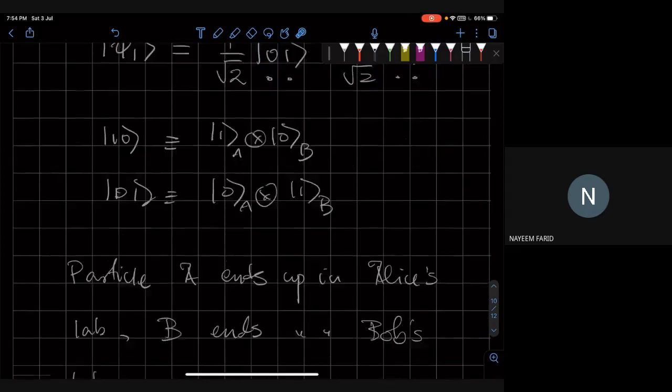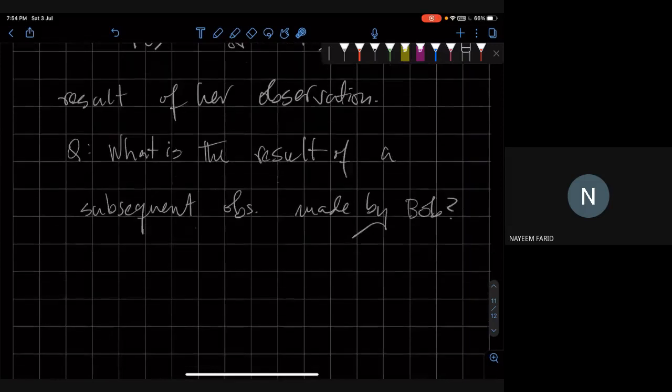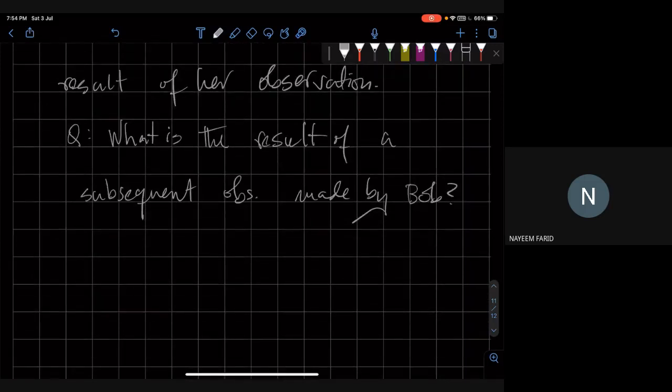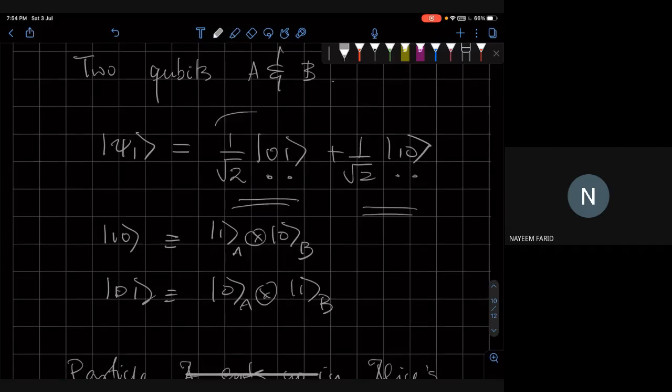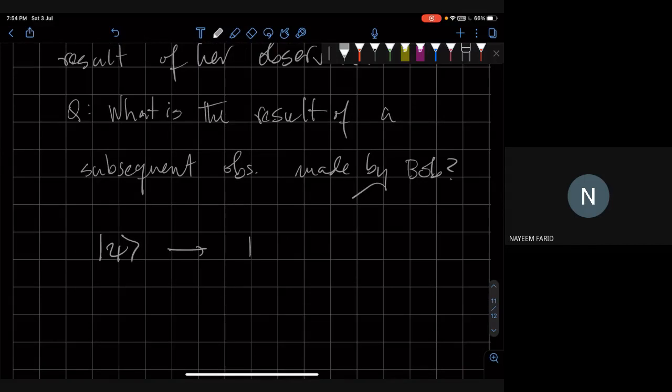And the reason is when Alice makes an observation, what happens is that the state collapses from psi to one of these states, because she is observing in the 0-1 basis. So if Alice observes 0, then it collapses into this state. If Alice observes 1, then it collapses into this state. So this goes into either, say, 0-1, or it goes to 1-0.